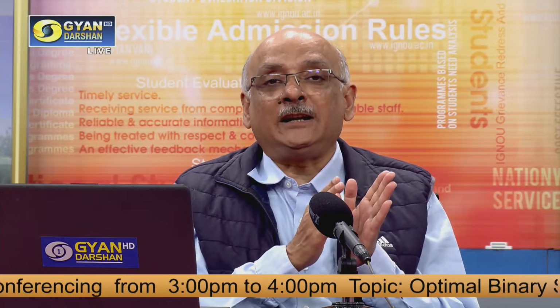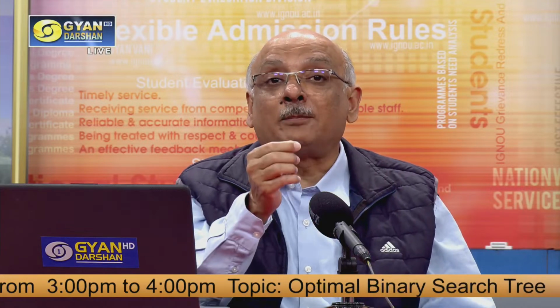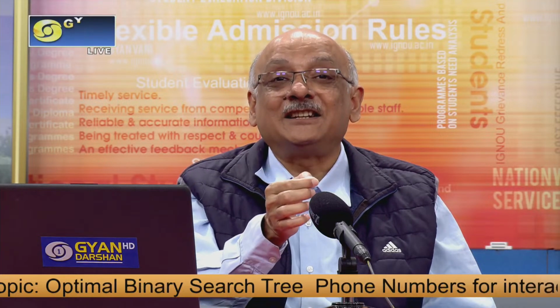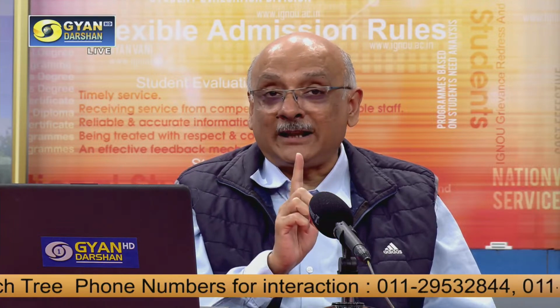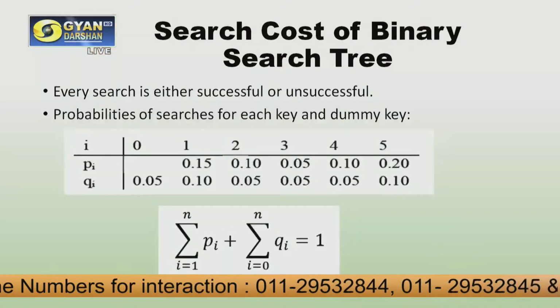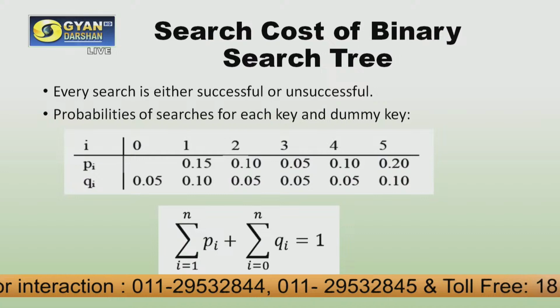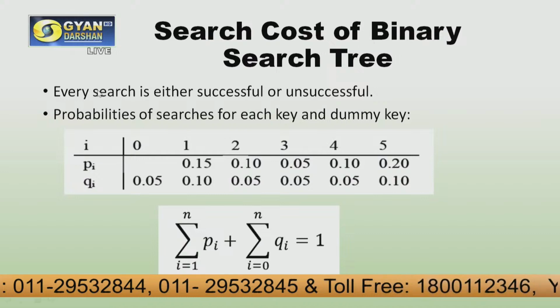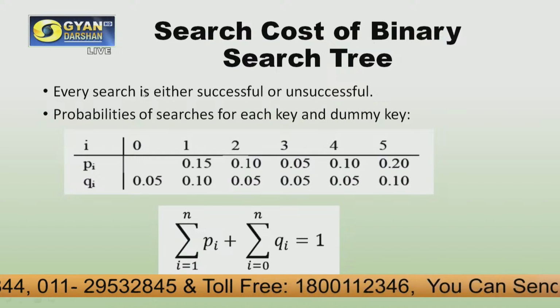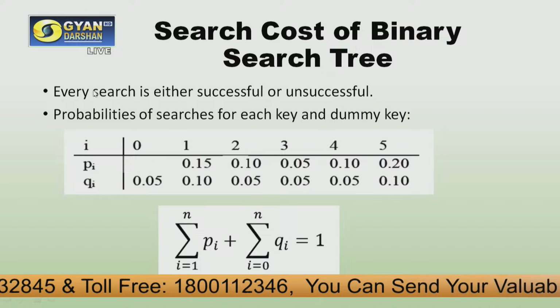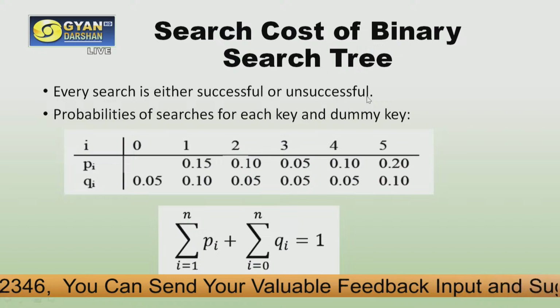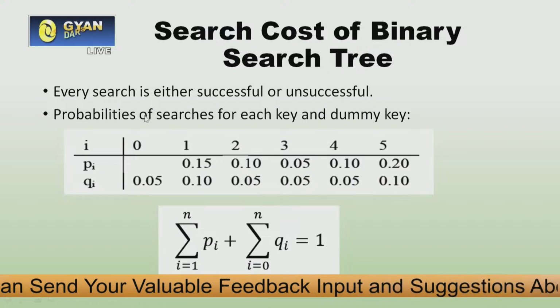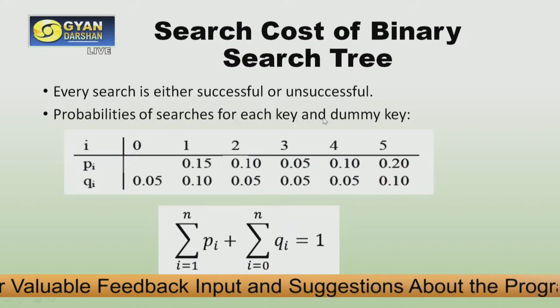Like the probability that a search is for a particular key, and the probability that a search is for a dummy. That is Pi and Qi. And remember one thing, the sum of all probabilities has to be 1. So let's look into the probabilities for every search. Note that every search is either successful or unsuccessful.